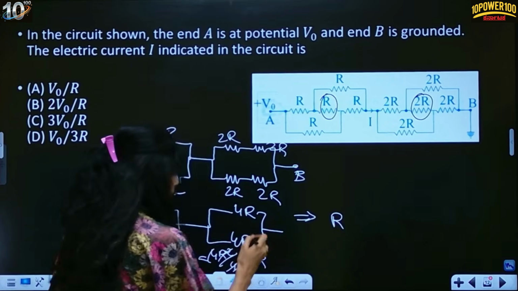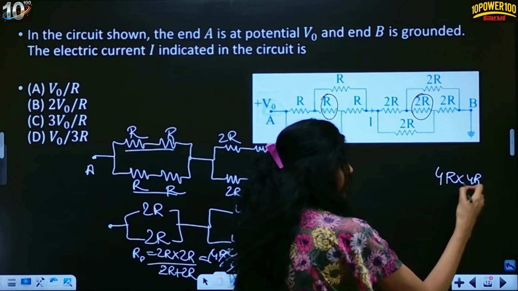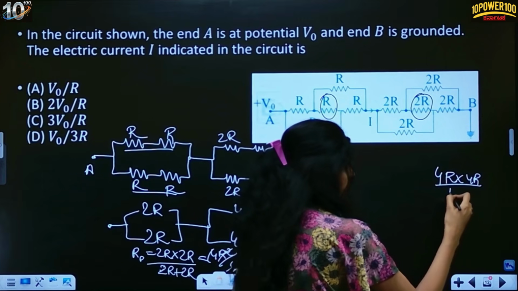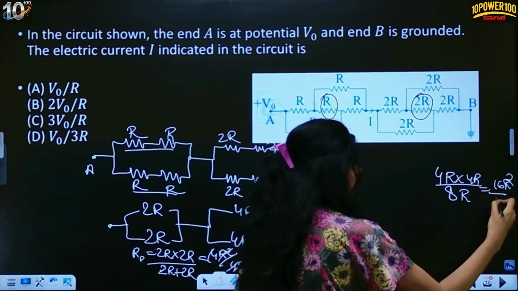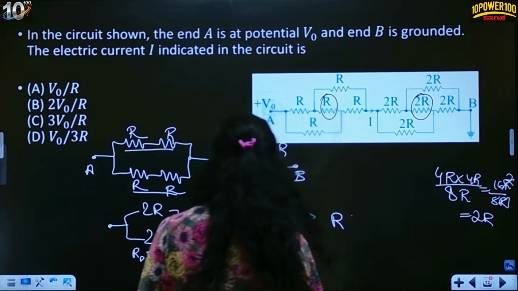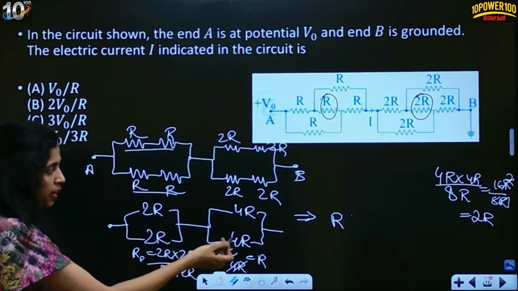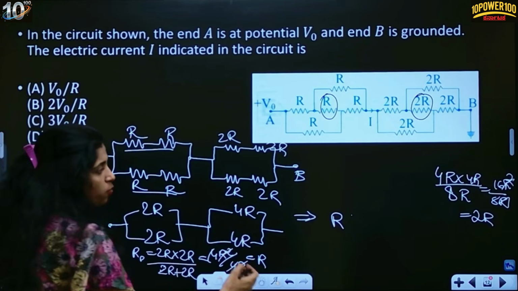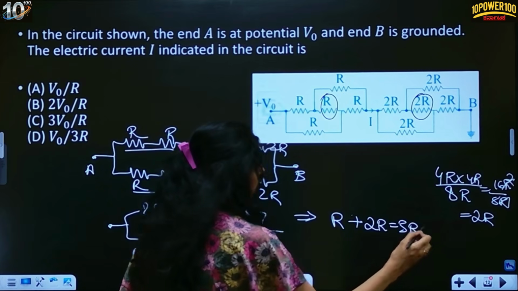Fine. Next, for 4R, you can just take the parallel formula. 4R into 4R divided by 4R plus 4R, which is 8R. So you will get 16R square by 8R. So R gets cancelled, 2R. So finally what will happen? R and 2R are in series. When you take the parallel formula, this is R, and here you will get 2R. So R plus 2R is nothing but 3R, guys.